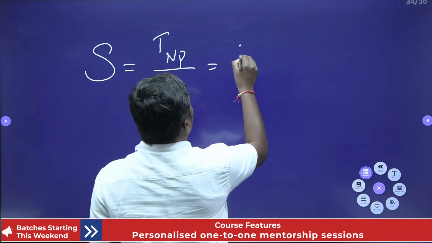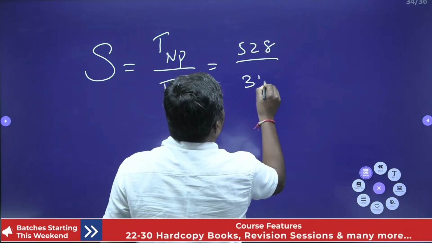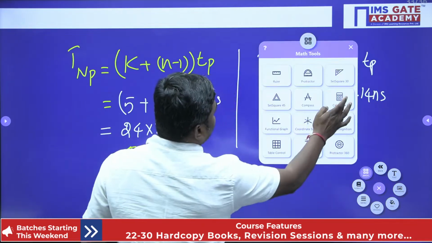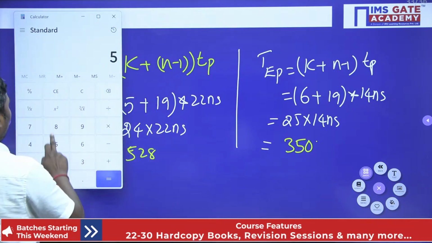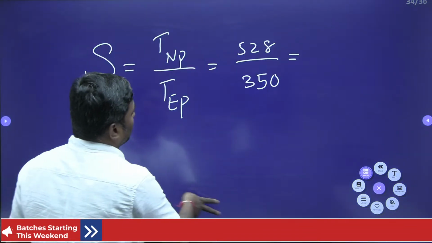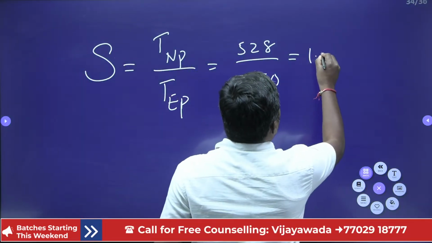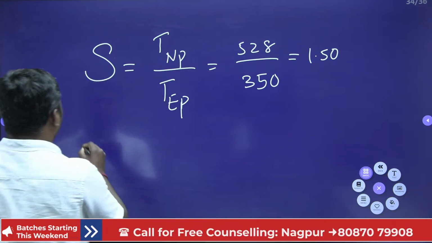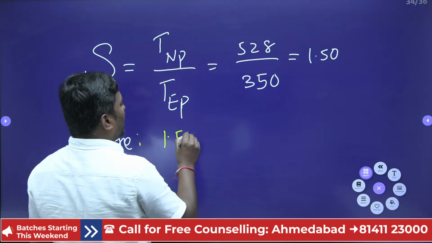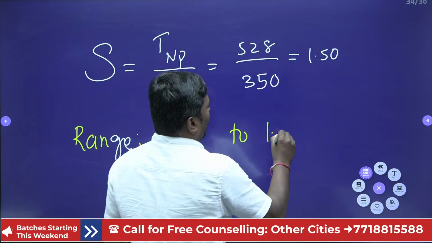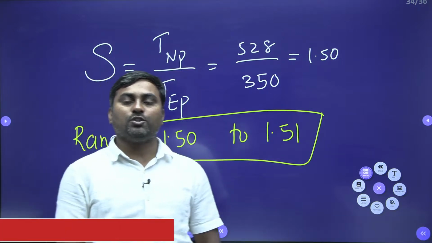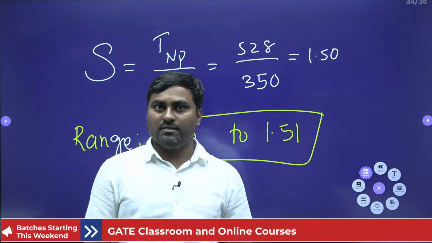So this is 528 by 350, right? 528 divided by 350 gives 1.50. The range would be 1.50 to 1.51. So this way we can answer the questions now. I hope you understand.